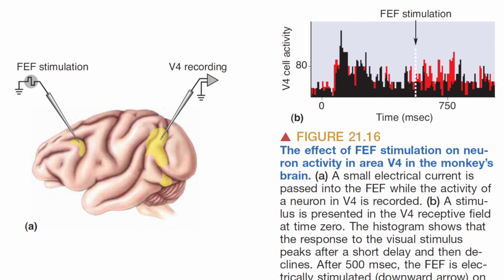Remember that they are stimulating one brain region, which is the frontal eye field, and the figure we see here is from V4. It's a different brain area, but you can see here that it directly correlates to stimulation in the frontal eye field.